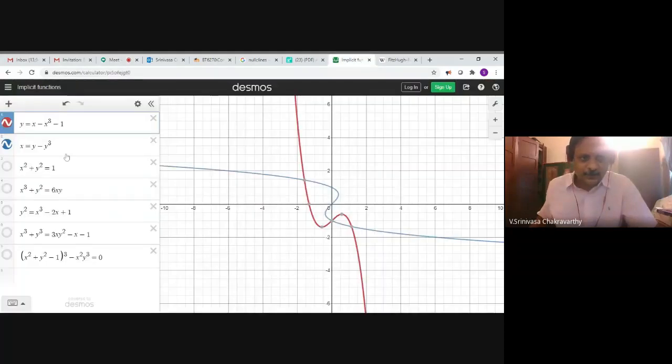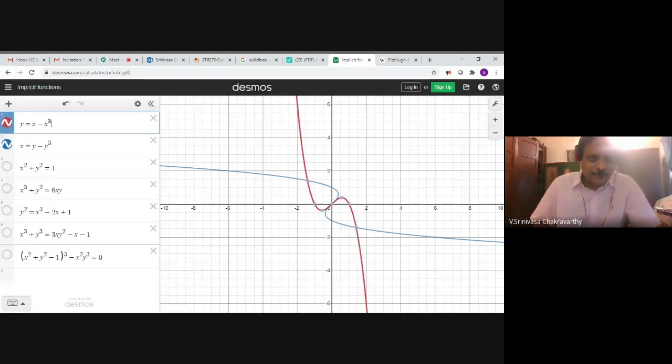So this is a website which will let you plot it online, because it's very easy to plot. Usually the null functions will be of the form f of x comma y equal to 0. So that's an implicit form. Let us just play around with it a little bit. I'm taking two functions, y equal to x minus x cube and x equal to y minus y cube. So y equal to x minus x cube looks like this. x equal to y minus y cube looks like this.